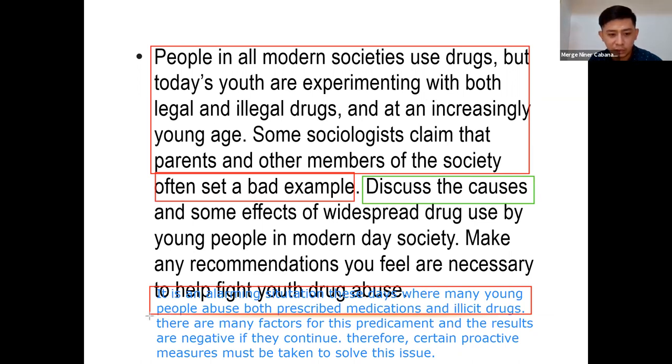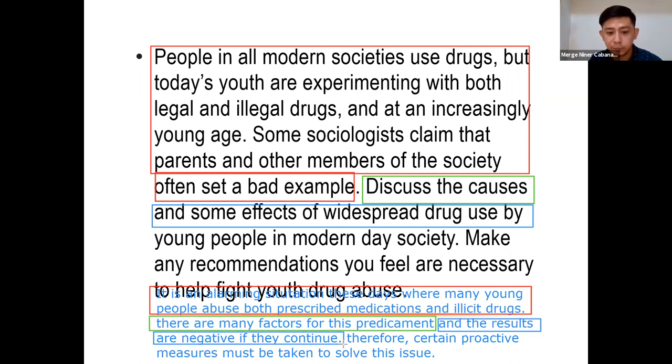So for this one, factors, causes. And then I'm going to use blue for effects and some effects of widespread drug use by young people in modern day society. And I use the results are negative if they continue. Now, make recommendations you feel. All right, I'm going to use yellow. Recommendations, all right, for recommendations. Therefore, certain proactive measures must be taken to solve this issue.